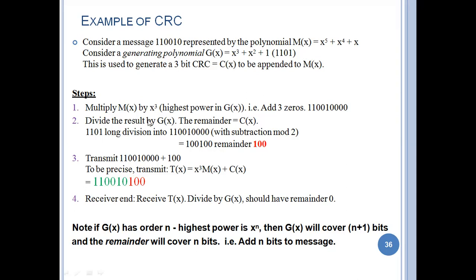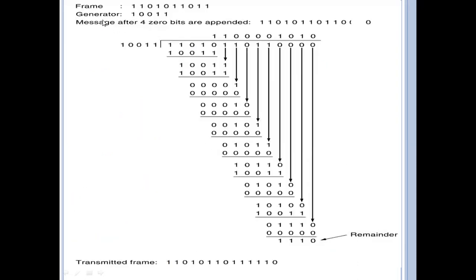Multiply m of x by x cube, that is, add 3 zeros, and divide the result by g of x. The remainder is c of x. Do the 1101 long division with subtraction in mod 2. This is the remainder, and then transmit the data. Go through the material for better understanding of the examples. For a 4-bit generator, it identifies depending upon the bit position.